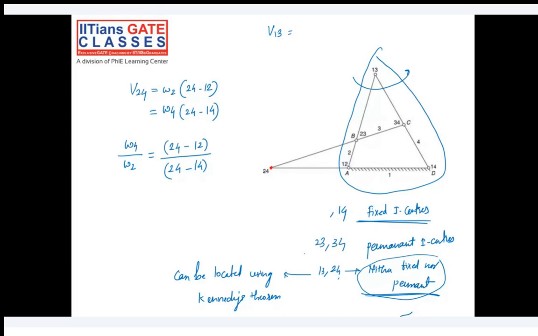Can I write it as omega 3 times the 1 3 to 2 3 distance? Yes, correct, Sean. Omega 3 times the 1 3 to 2 3 distance. Okay, so I hope you understood. Like this way, we can still use the I-center method to calculate different velocities.